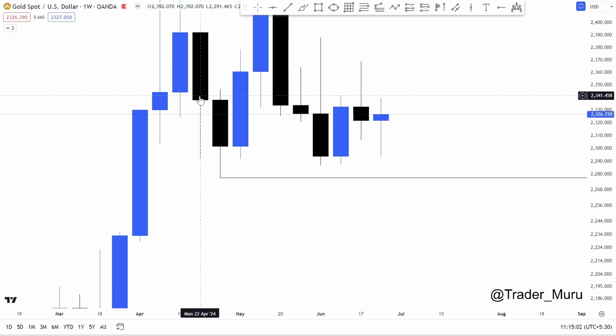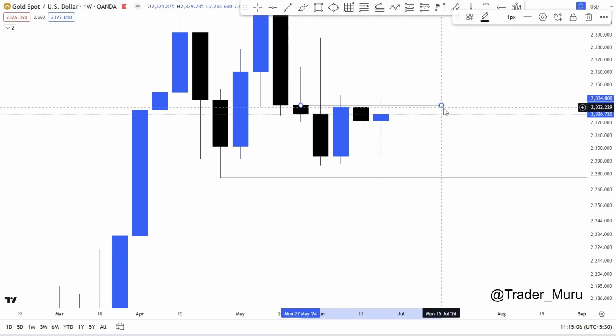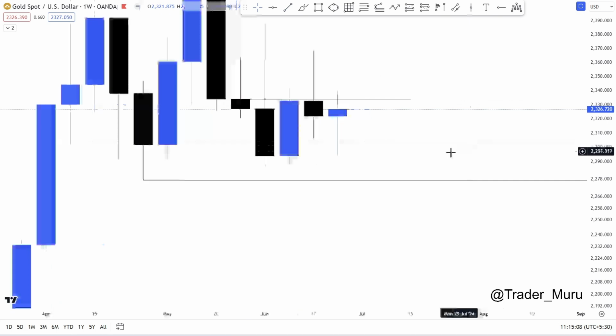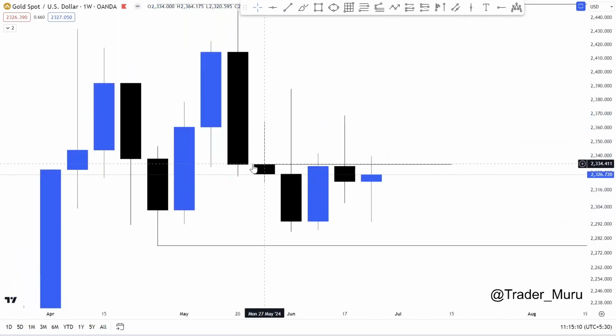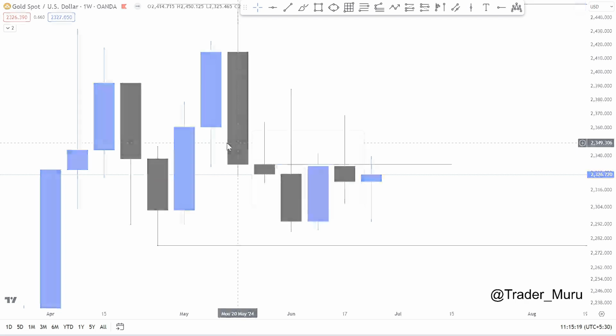Let's get on the daily time frame. Let's just mark this resistance here. This is the weekly resistance, we have already talked about it, and gold needs to close the weekly candle above it for more upside. Now let's get on the daily time frame.